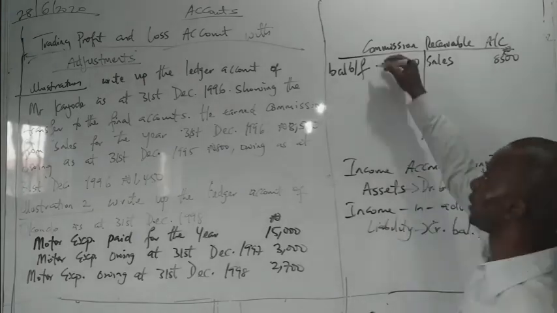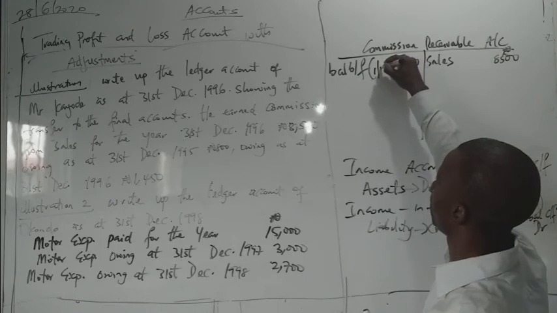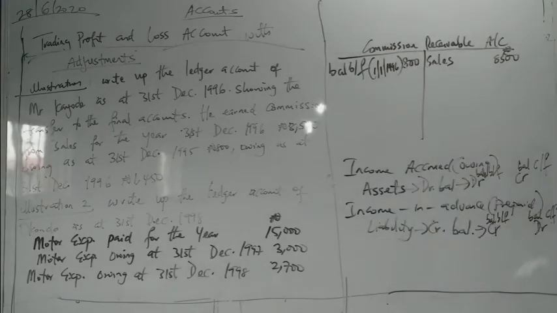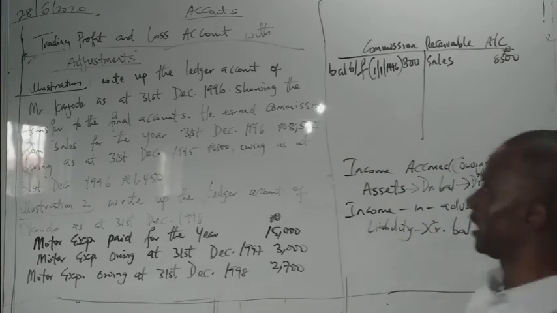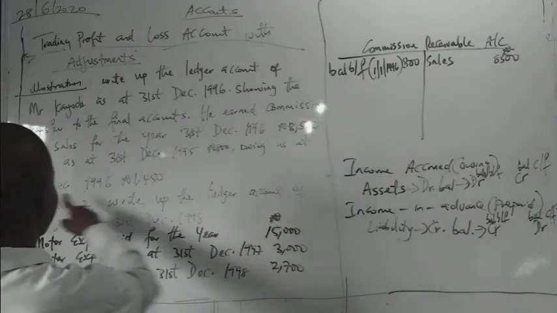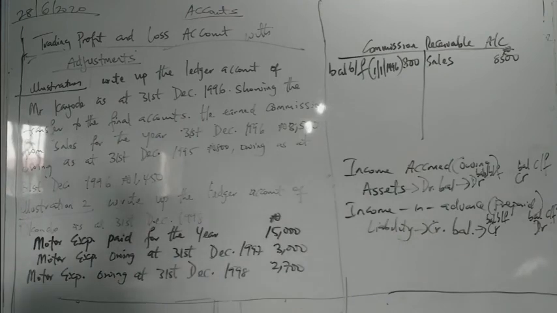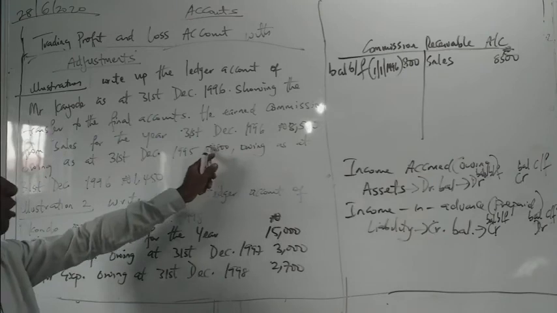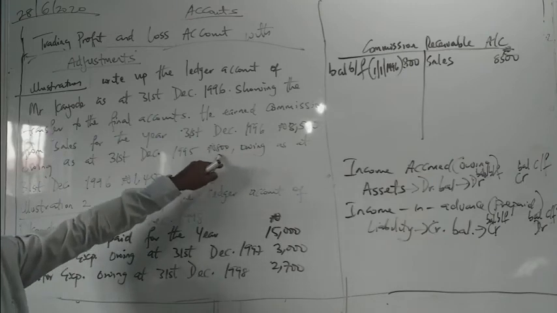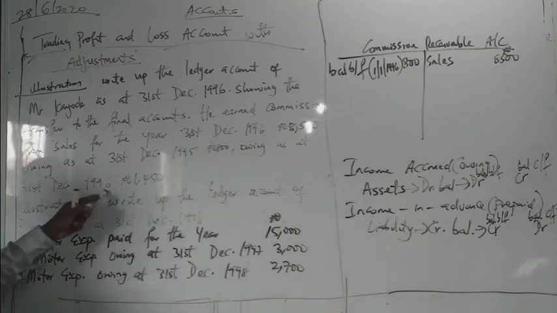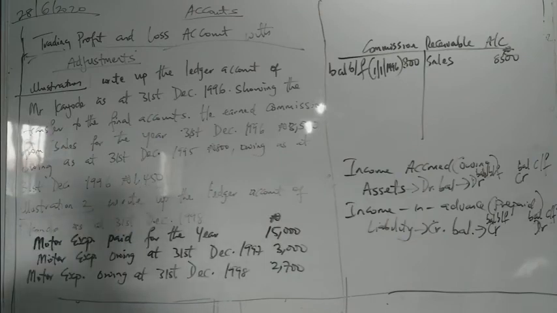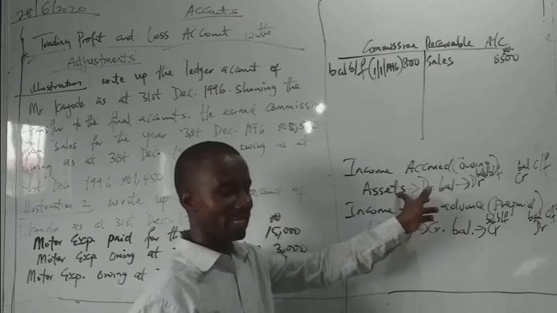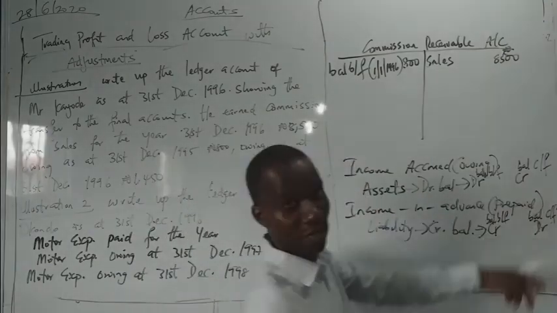You can now put the dates. 1st January 1996, to show you this, the opening balance. Then they went further and said, owing as at December 31st, 1996. That means if this is the opening balance of commission receivable as of 1st January 1996, the closing balance is what? 1,450. Now, we said income accrued is an asset, and the closing balance must be on the credit side.